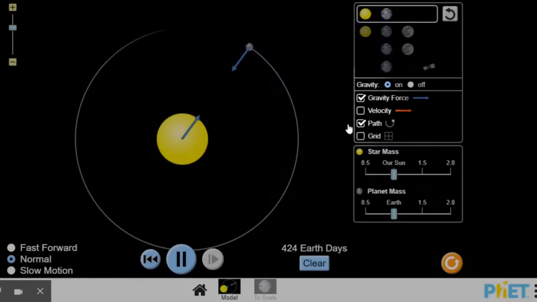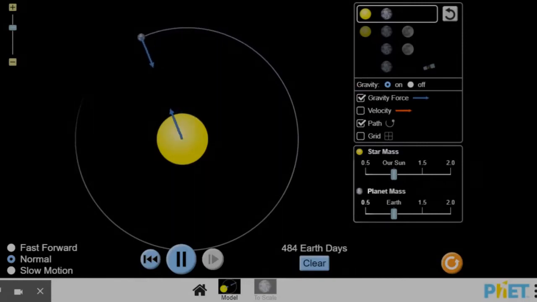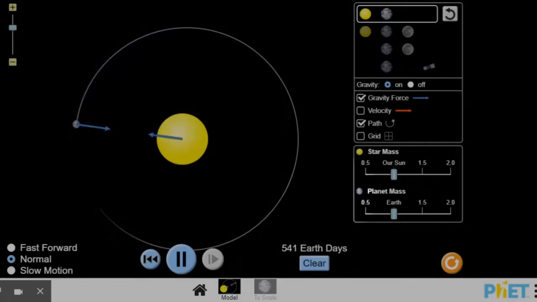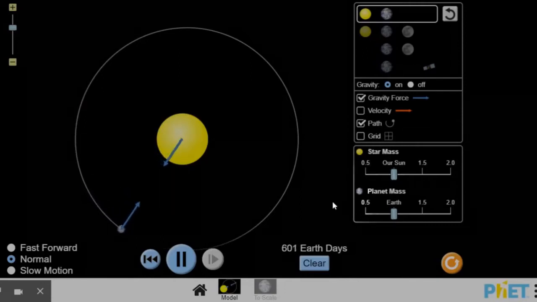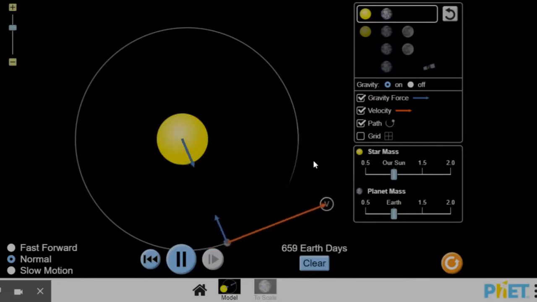So again, let's recap. We've got gravity affecting both, but because the Sun is so much bigger, you don't notice its movement. We've got the Earth rotating round and it doesn't fall directly into the center of the Sun because of its velocity sideways.